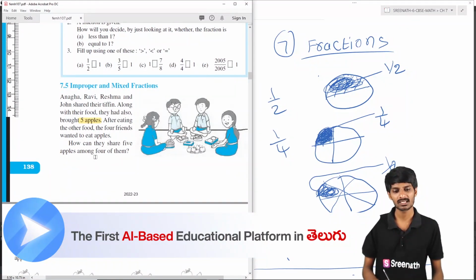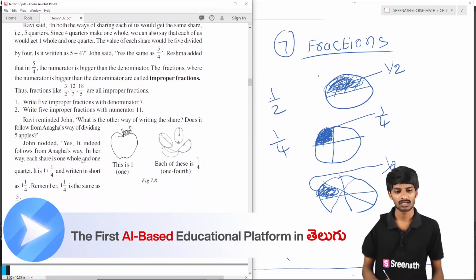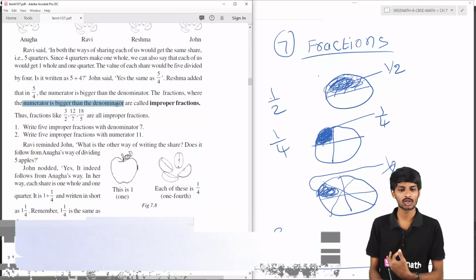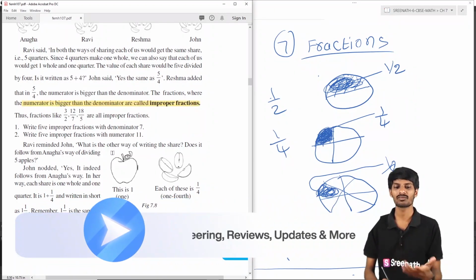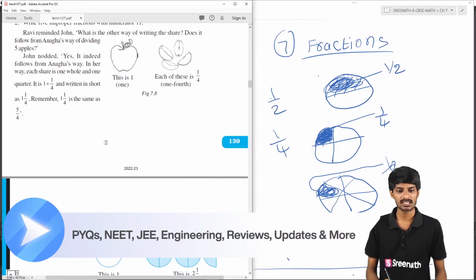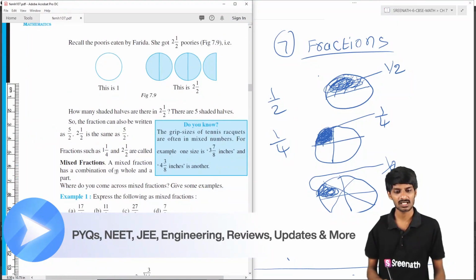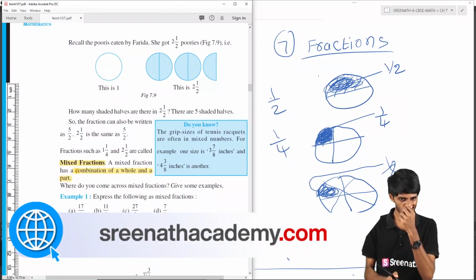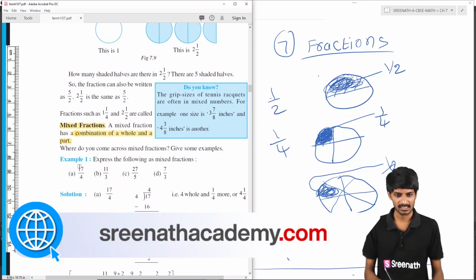What about improper fractions? Students, if the numerator is bigger than the denominator, we call them improper fractions. Then what are mixed fractions? A mixed fraction is a combination of a whole and a part. A combination of a whole and a part, like that, students. Okay, that is the case.